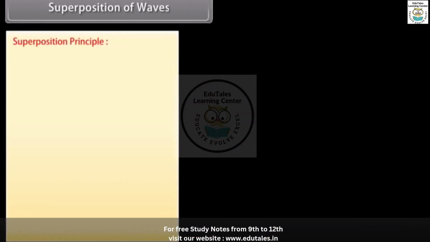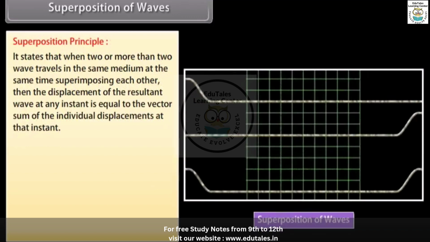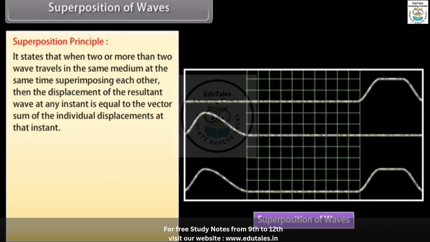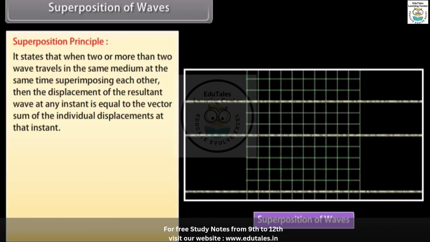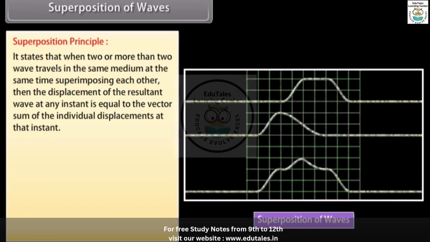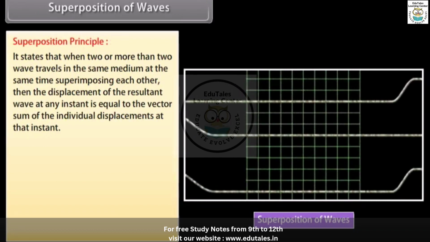Superposition of waves. Principle of superposition states that when two or more than two waves travel in the same medium at the same time superimposing each other, then the displacement of the resultant wave at any instant is equal to the vector sum of the individual displacements at that instant.